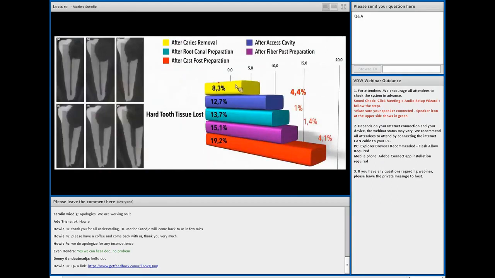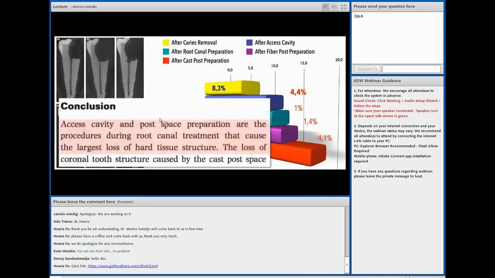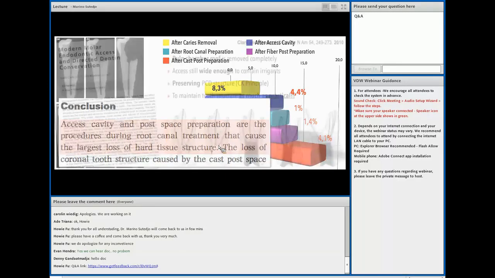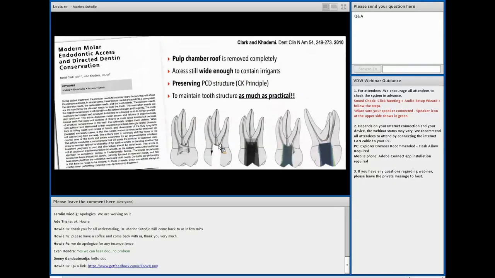But the problem, according to Zehnder and Krämer back in 2009, as you can see here, after the caries removal, followed by the access cavity, the amount of removed hard tooth tissue becomes higher. And what they can conclude from that research is that access cavity and post-space preparations are the procedures that, during root canal treatment, cause the largest loss of hard tissue structures. But it's impossible that we don't do access cavity. We must do access cavity. But we need to understand that by doing access cavity, we might destroy hard tooth tissue in the largest amount.